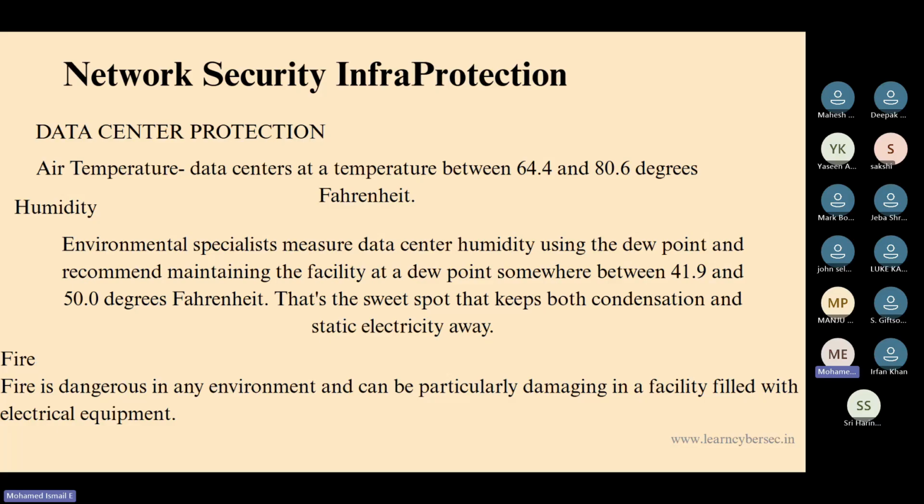Fire is dangerous in any environment, and can be particularly damaging in a facility filled with electrical equipment. So the necessary fire protection equipment must be installed. Considering a data center is full of electronic equipment, they may not use water-based fire extinguishers. They may use other kinds of chemicals, like foam-based or powder-based extinguishers. In case of fire, they can't use water in data centers, especially because of all our computer systems and servers, so they use different types of chemicals to control the fire.